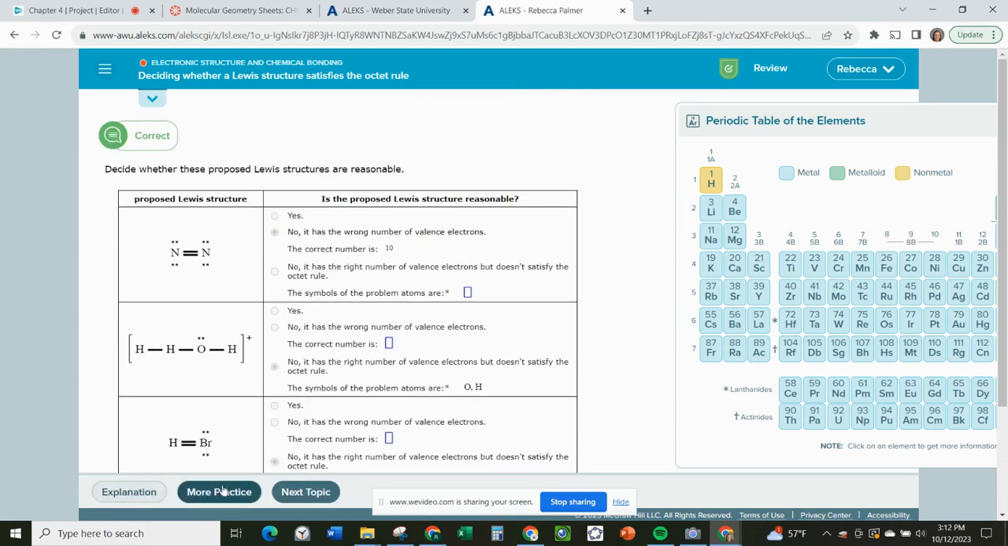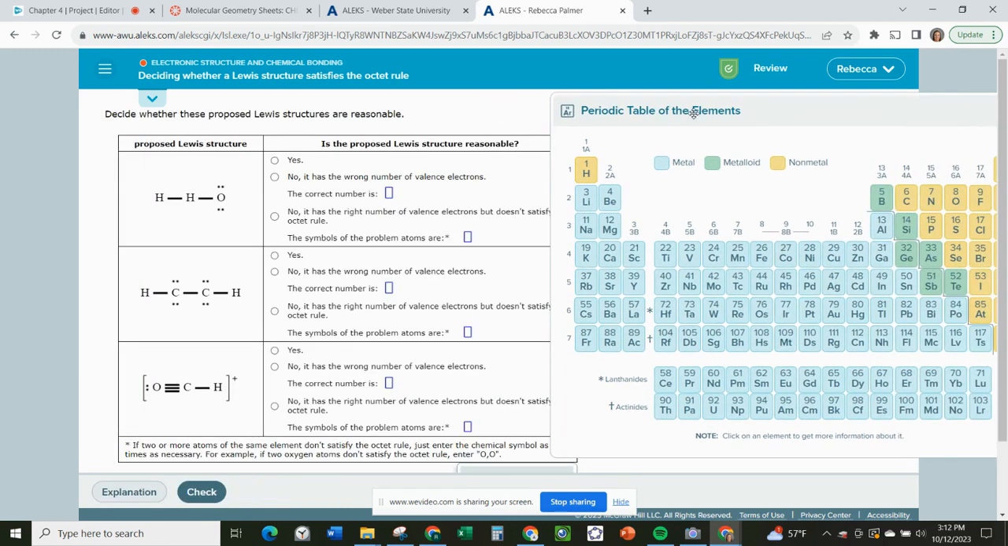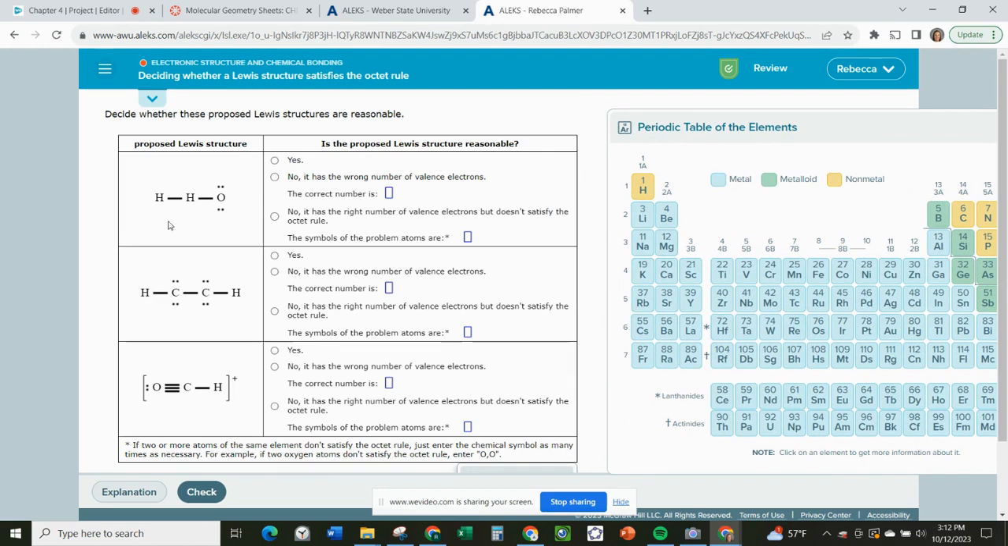Let's try one more. Okay, this one is supposed to be water, so hopefully you're getting familiar with what the structure of water looks like, and hopefully you can just look at this and say, nope, that's wrong. We've talked about hydrogen. Hydrogen has 2 bonds. Hydrogen can't have 2 bonds, so again, you could say, oh, that's wrong.